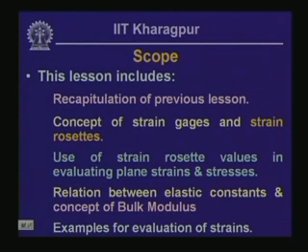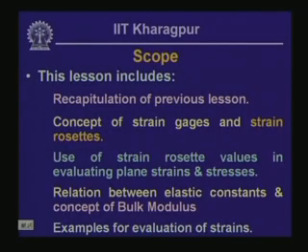Well, hence the scope of this particular lesson includes recapitulation of the previous lesson, which we will be doing through the answering of the questions which I had posed last time. Then the concept of strain gauges and strain rosettes, and the use of strain rosette values in evaluating plane strain and stresses. We will discuss how the strains which we measure through the use of strain rosette are used to compute the values of strains and stresses at a point. Then the relation between elastic constants, and the concept of the bulk modulus, and we will be solving a few examples for evaluation of strain at a point from the given information.